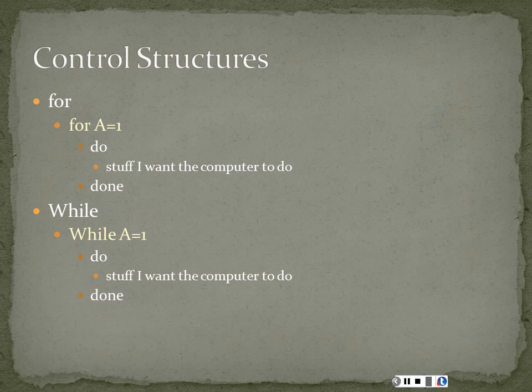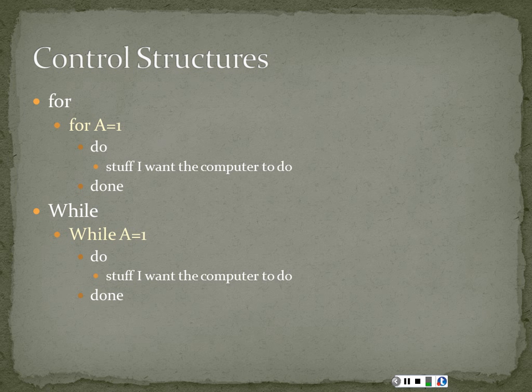All right. And then the for loop. For a equals 1. As long as a equals 1, I want you to do stuff. When a no longer equals 1, I want you to stop doing what you're doing and move on. So as long as a is equal to 1, then we're good to go. Anything other than that, we're all doomed.